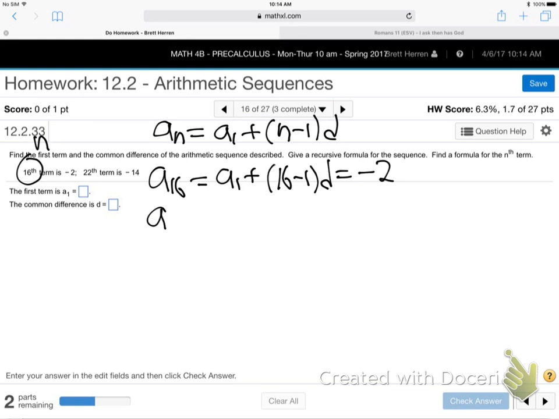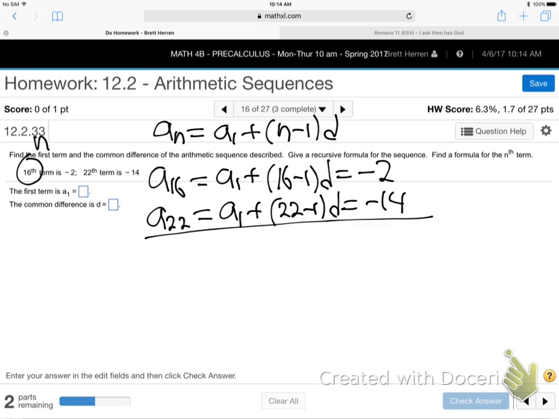And then the second one, a sub 22, equals negative 14. We good to there? So then I'm going to clean those up a little bit. That's a1 plus 15d is negative 2. a1 plus 21d is negative 14. We good to there? Two equations, two unknowns.